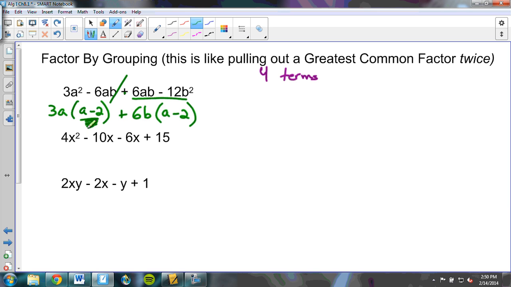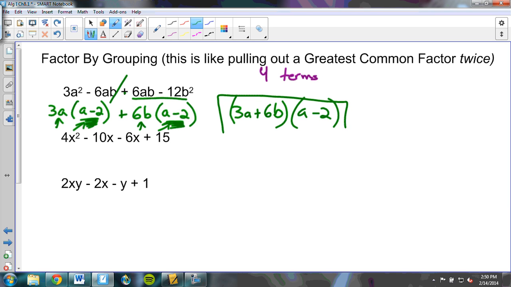Well, these two bubbles, I'm going to call these parentheses bubbles from here on out. These two bubbles are the same, which means that I can take these things in front of the bubbles and make one bubble out of them. 3a plus 6b combines into one bubble. And then these two form as one. You don't multiply them or add them or anything, you just copy it down again, a minus 2.